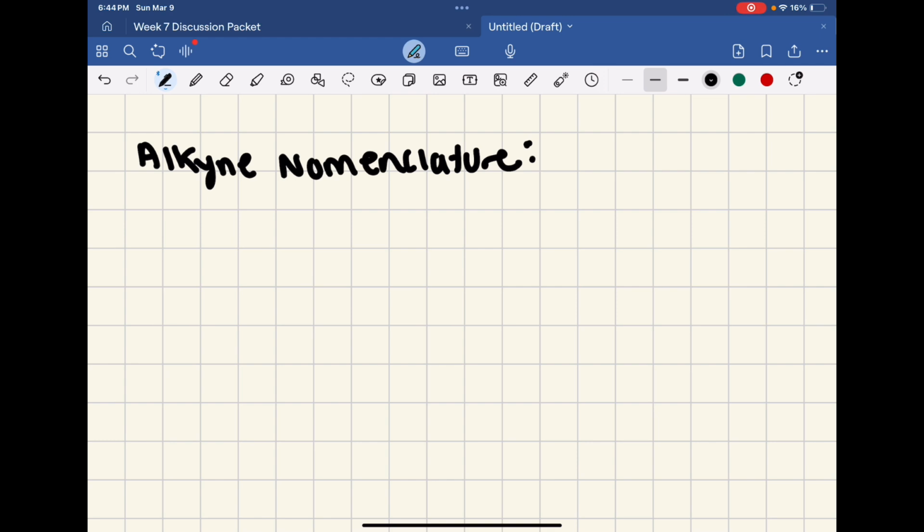If I had this, for instance, the numbering would be, obviously we want to go through the triple bond, we want that to be encountered first, and we obviously want to number the longest carbon chain.